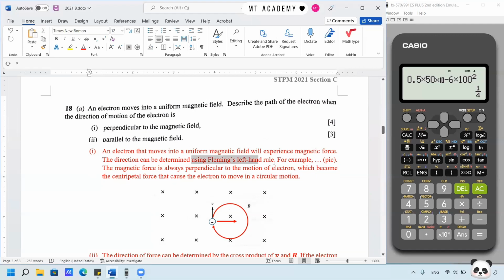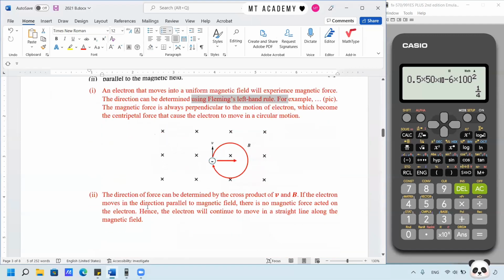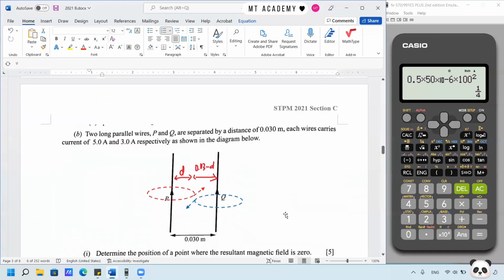Besides Fleming's left-hand rule, you should also learn how to obtain the direction by the cross product of v and B. If they are parallel, the cross product of v and B will be equal to 0. So if the electron moves in a direction parallel to the magnetic field, there is no magnetic force. Hence, the electron will continue to move in a straight line along the magnetic field. If you have any ideas to add to the explanation, you can leave them in the comment section. And we'll move on to part B.